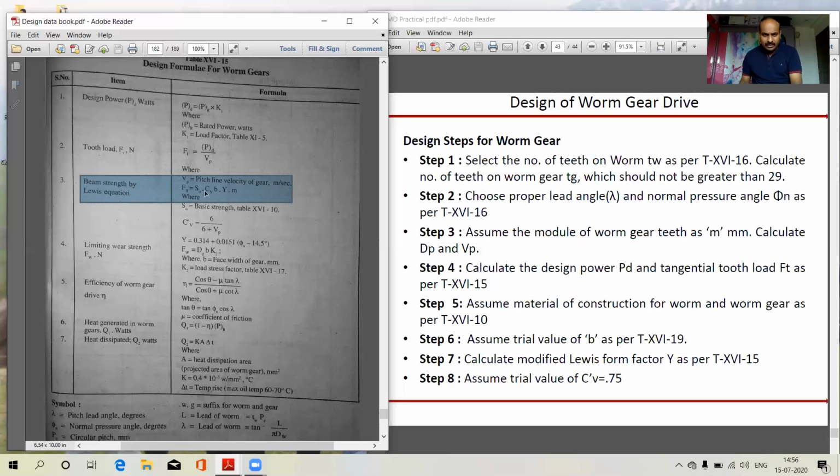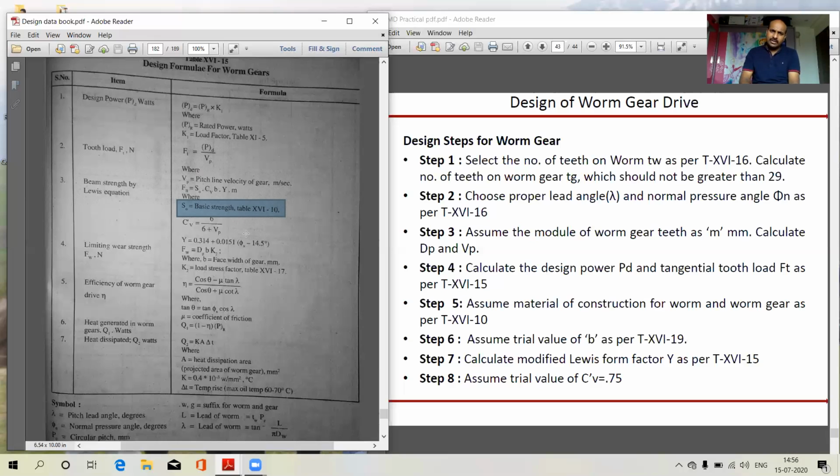Likewise, first see in this formula F equal to SO into CV into B into Y into M. So what is SO, what is CV, what is B, what is Y, what is M? All things are written here only. See, this is basic strength. SO is what? Basic strength from table number XVY10. By selecting a proper material, as we have already calculated in the previous design steps, we have to select the material. From that material, we can calculate the basic strength of that particular material.